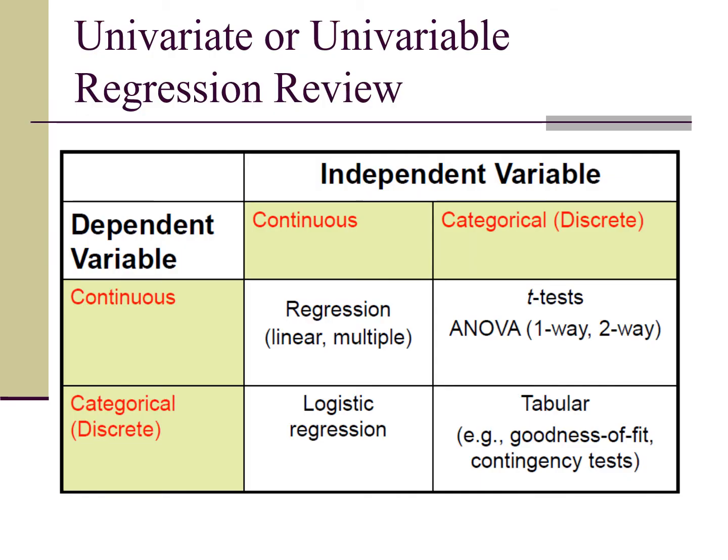So to review, we've talked about having either a continuous or a categorical or discrete independent variable and a continuous or categorical or discrete dependent variable. And regression is the case when you have continuous independent variables and continuous dependent variables. If you have multiple independent variables, then that's a multiple regression. If it's a single independent variable, then it's a linear regression.